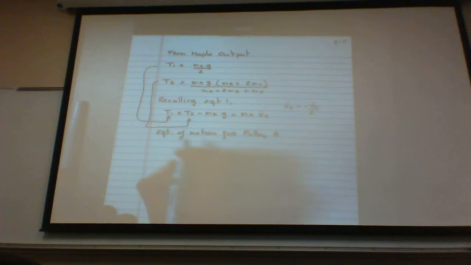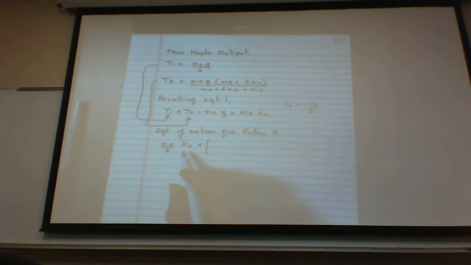So the equation of motion for pulley A would be what? I'm just going to leave T1 and T2 as they are there. It will be M sub A divided by 2 X double dot C, if I move everything to the other side. And then plus, all this will be a constant. So there is no X. At this point, since we don't have any spring, we don't have any function of X, no?